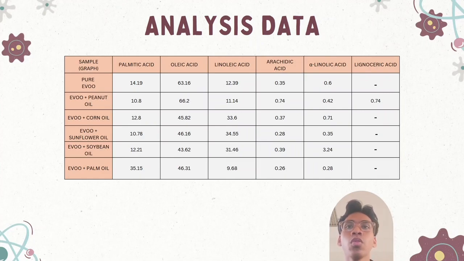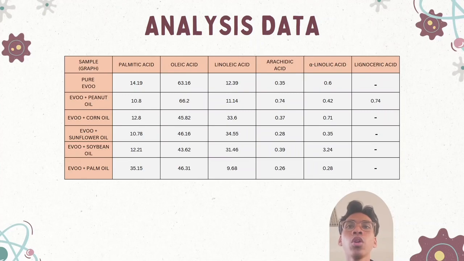For extra virgin olive oil plus sunflower, palmitic acid is 10.78, oleic acid is 46.19, linoleic acid is 34.55, arachidic acid is 0.28, alpha-linolenic acid is 0.35, and lignoceric acid is 0.